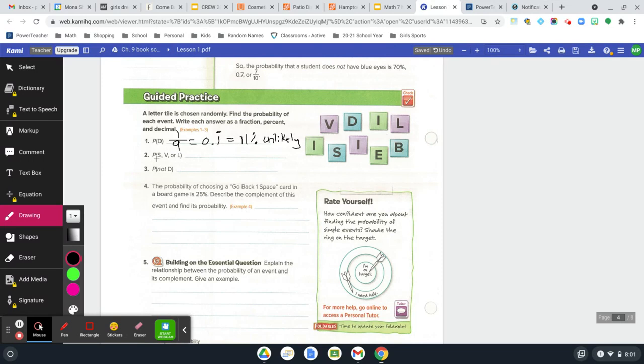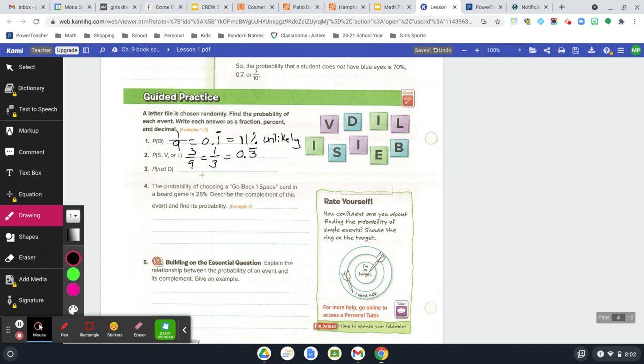Number 2, the probability of getting an S, a V, or an L. Okay, so there's one S, there's one V, and there's one L there. So 3 out of 9. And 3 out of 9, if I simplify that, that's the same thing as 1/3. And if you know anything about 1/3, if this is a fraction you've seen often, you'll know that this is another repeating decimal. So you can do 1 divided by 3. I'm hoping you know 1/3 is 0.3 repeating.